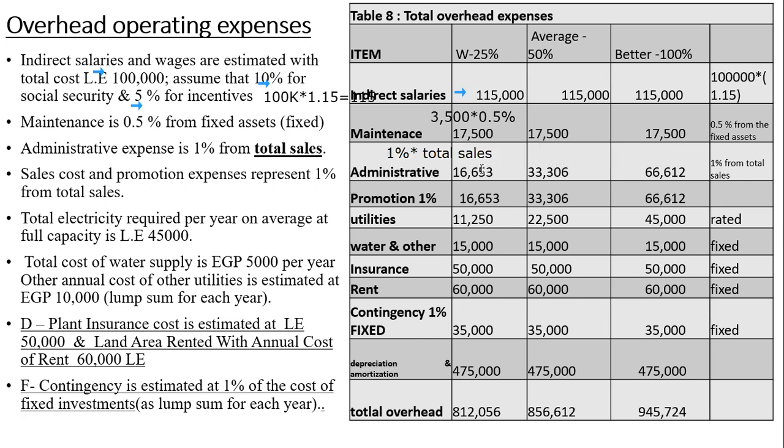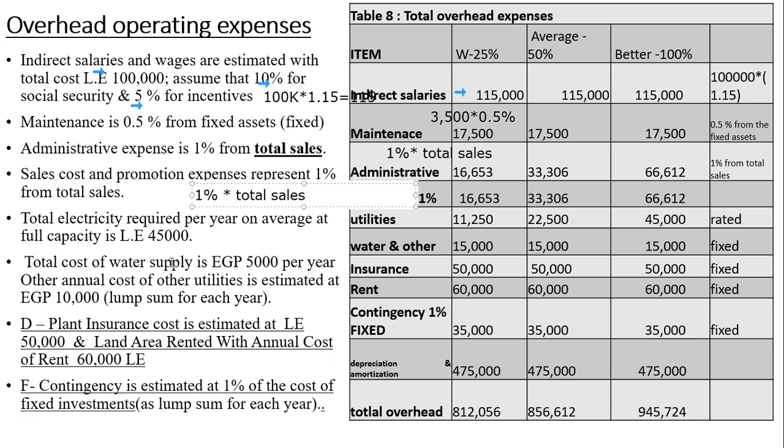So you see here that the total sales in each item is different. They are not the same. So this 1% of the total sales, as you see, is different for each of average and worst because the number of units are different. The promotion as well is the same, 1% from the total sales, not from the net sales.